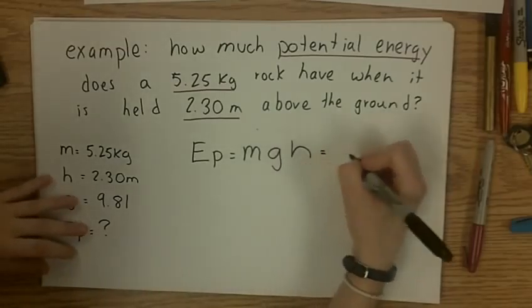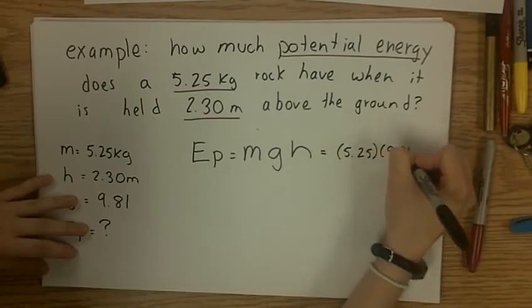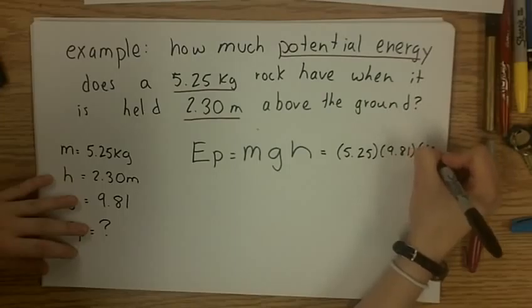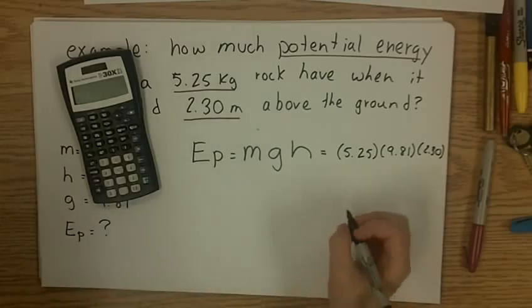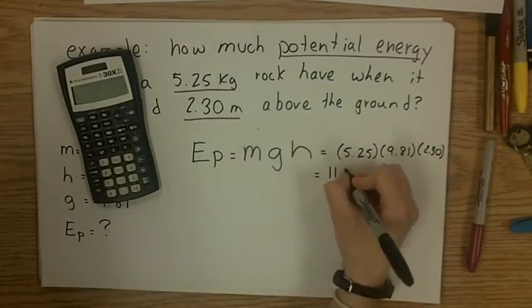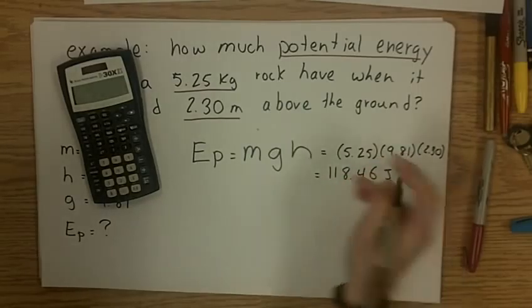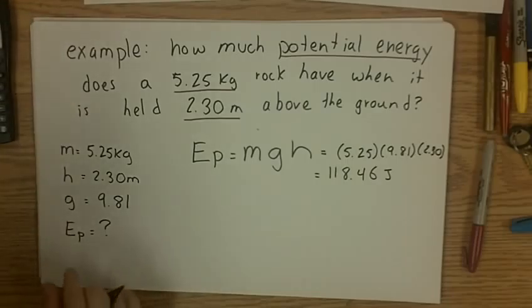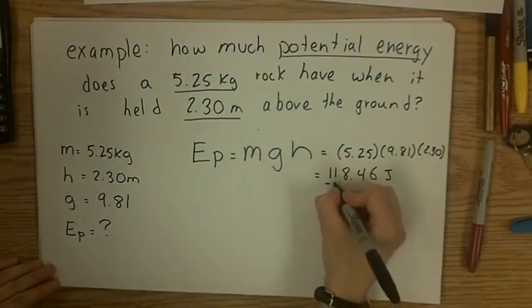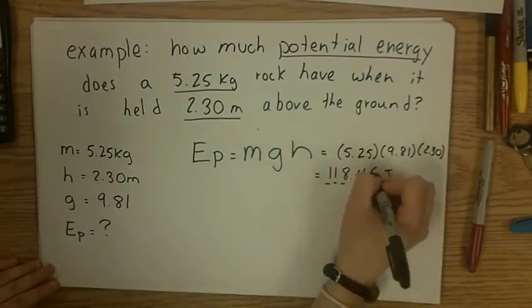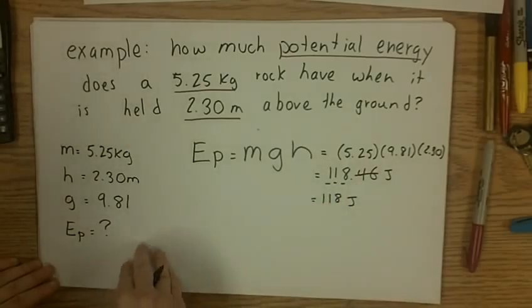We can then substitute in our numbers. Plug it into our calculator. That's solving to get 118.46 joules. And then we finish with significant digits. Since the numbers we started with all have 3 significant digits, our answer must have 3 significant digits. So we cross out the last 2. We have 118 joules.